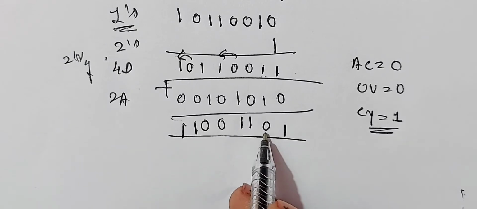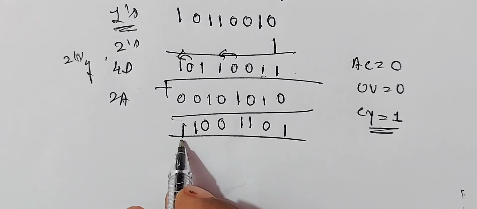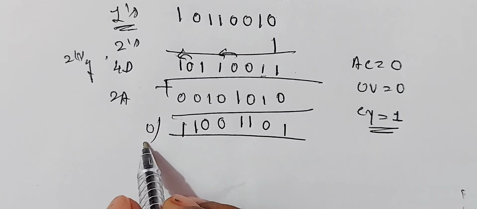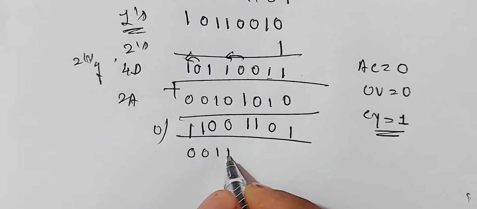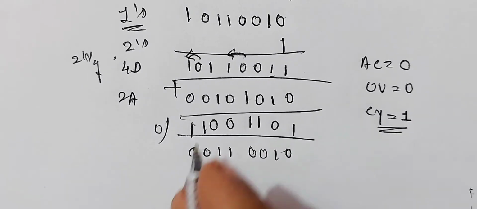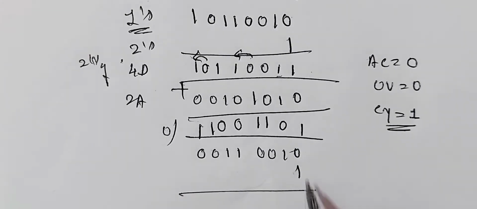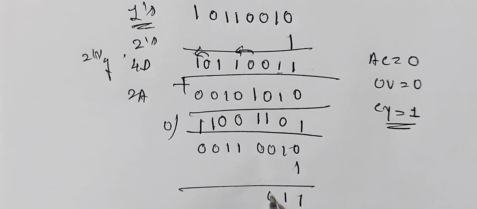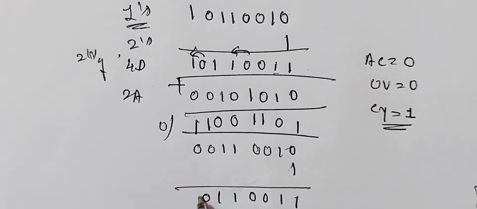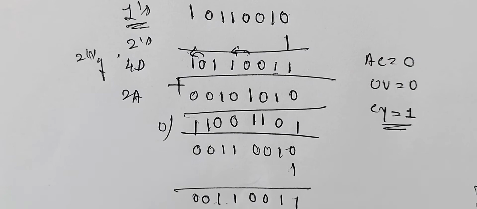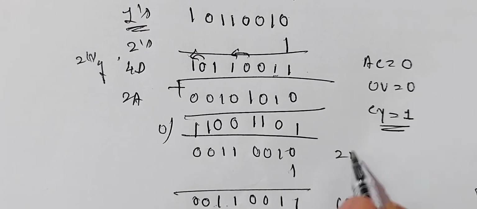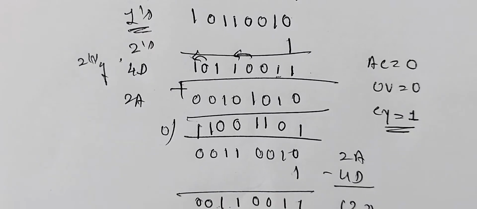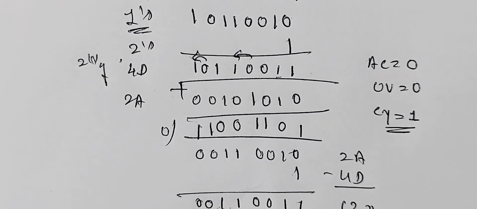After this, since the final carry is 0, take the complement of this to get the result. That is 0 0 1 1 0 0 1 0. Then add 1 to this. So 1 1 0 0 1 1 0 0. This is the answer. Therefore, when you subtract 2A minus 4D, you will get 33. This is the answer.